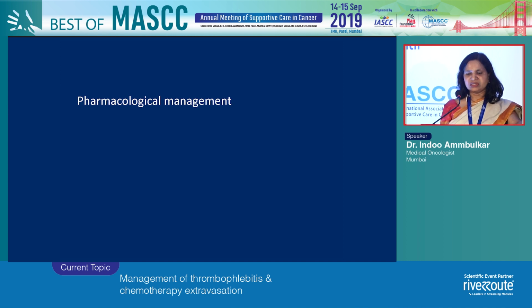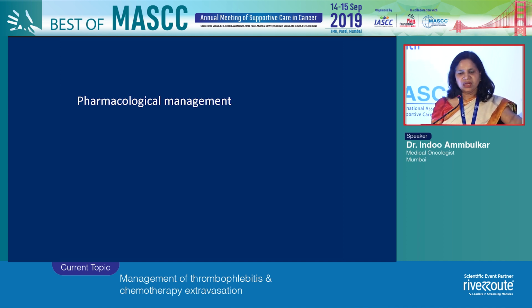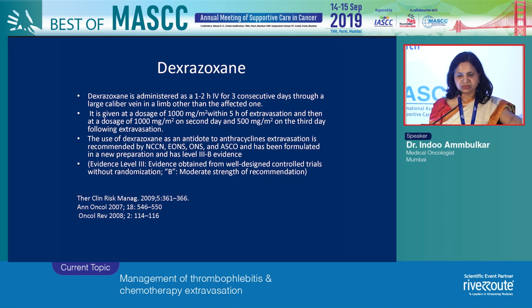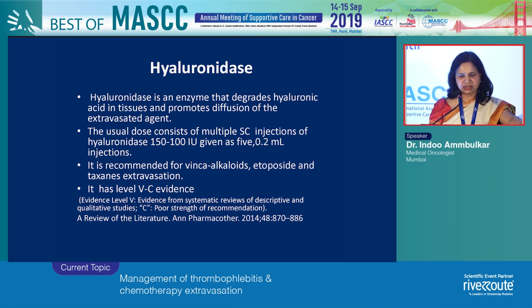What are the pharmacological drugs available? So we have dexrazoxane available. Dexrazoxane is basically used for anthracycline extravasation. So the data has been extrapolated from the cardiotoxicity caused by the anthracyclines. So the dose is 1000 milligram per square meter. It has to be used within 5 to 6 hours of extravasation. Very, very important. And then followed by 1000 milligram per square meter on second day and 500 milligram per square meter on the third day. And it is a recommended antidote for anthracyclines.